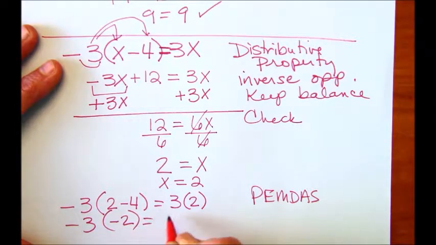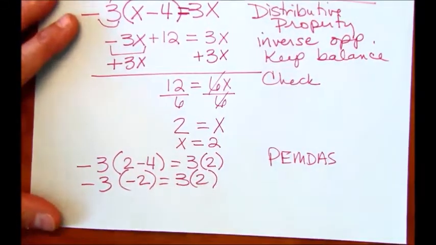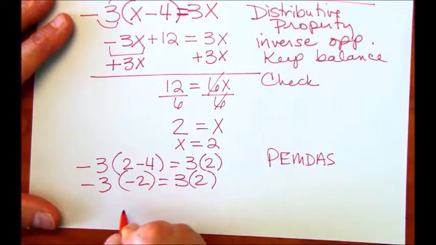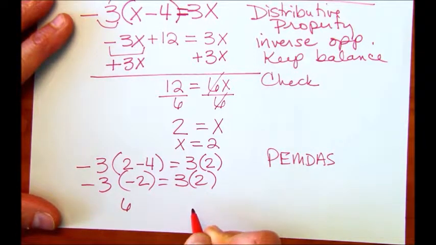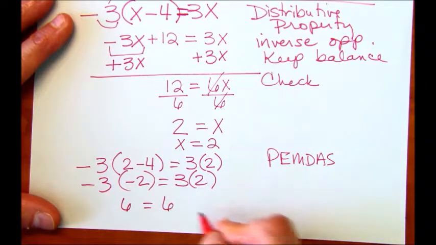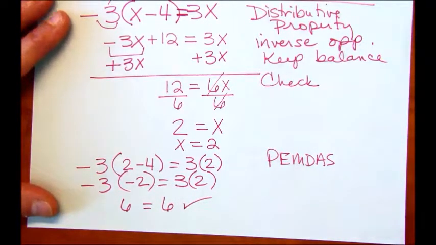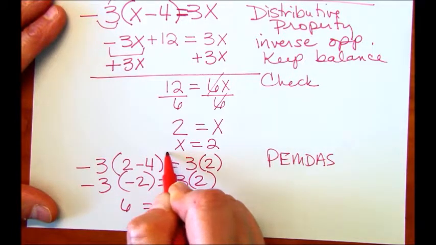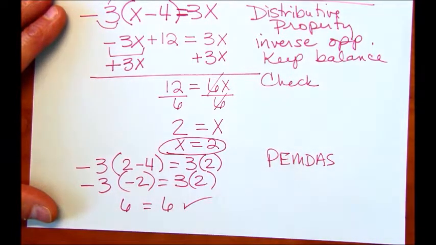So I'm just rewriting. When I multiply two negatives together, I get a positive. So negative 3 times negative 2 is going to give you a positive 6. And 3 times 2 over here will also give you a 6. So this worked out. So the value of x for this equation is going to be 2.